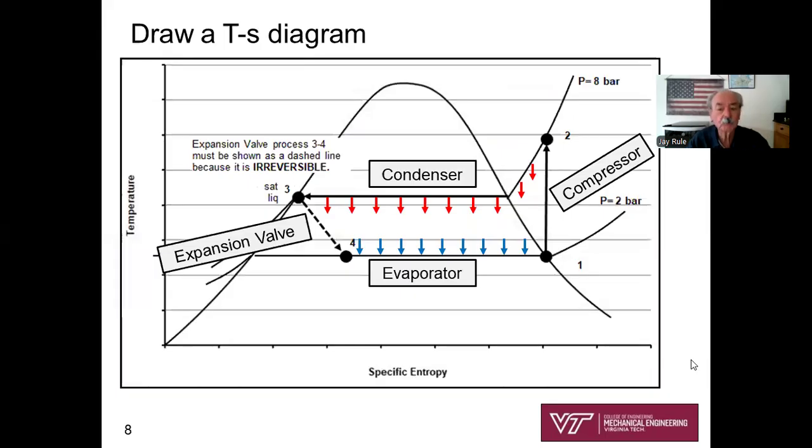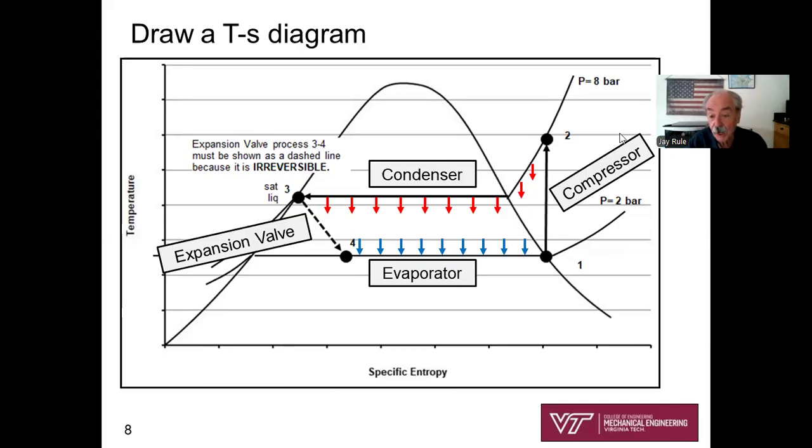Now to get started, we're moving ahead towards solving our problem, okay? First thing we do after drawing that sketch, we've drawn a sketch of our equipment labeling states 1, 2, 3, 4. The next thing that we must do on your homework solution is draw a temperature entropy diagram, including the vapor dome. Temperature on the Y, entropy on the X. We'll draw the vapor dome.